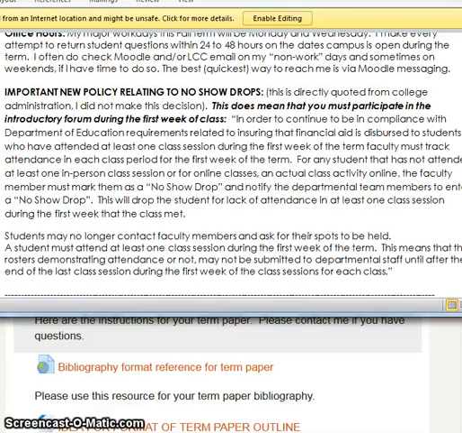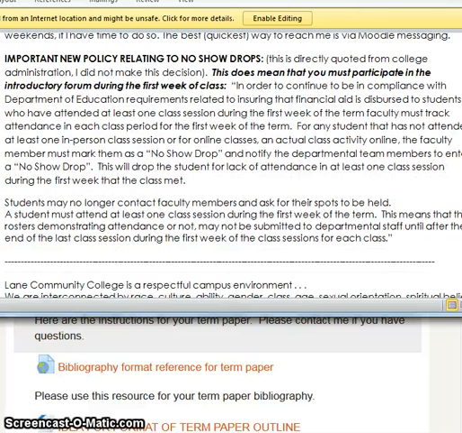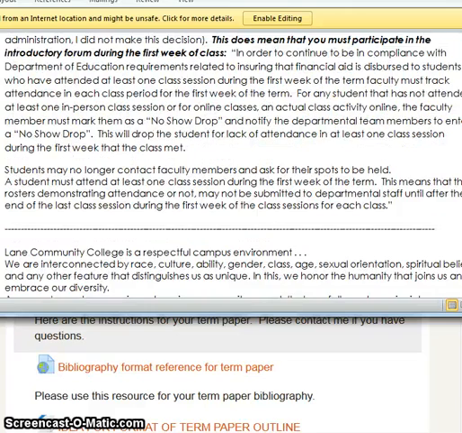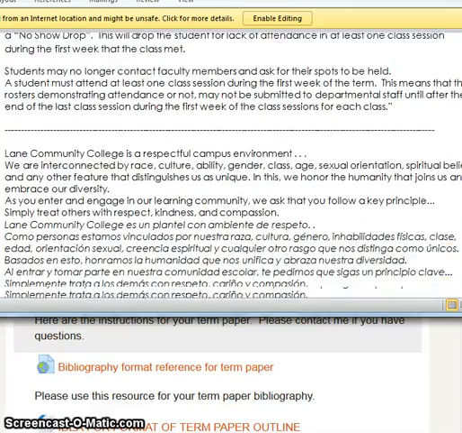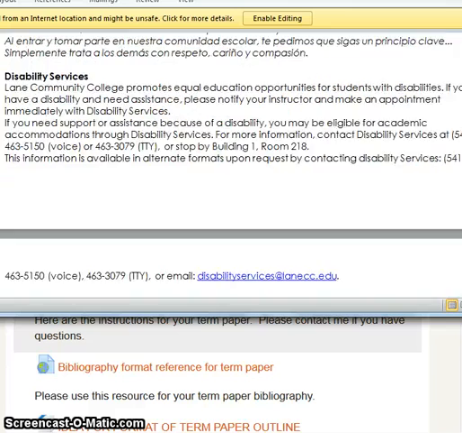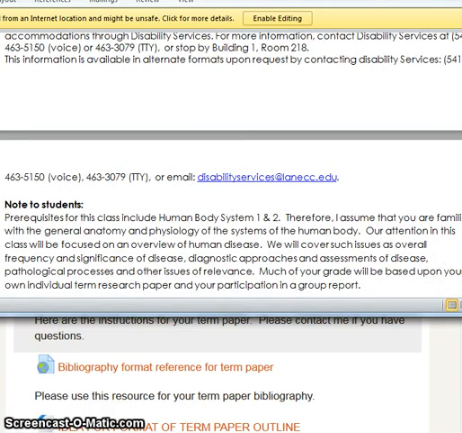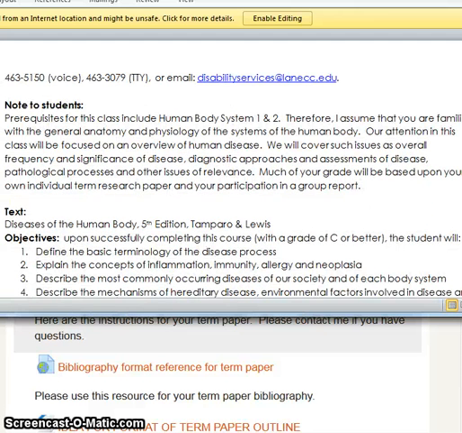All right, so I want you to read this important document. This talks about no-show drops, as I mentioned. New policy, you will be, not may be, but will be administratively dropped. Please read the syllabus carefully. If you have any questions understanding it, please contact me. The best way to contact me is via Moodle messaging, as I've said several times before.